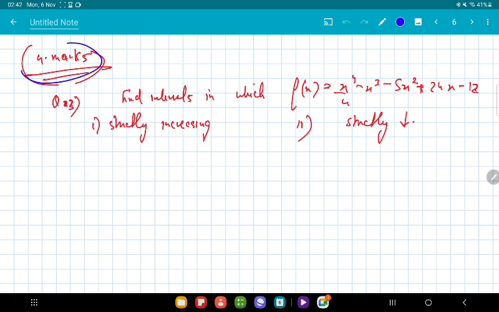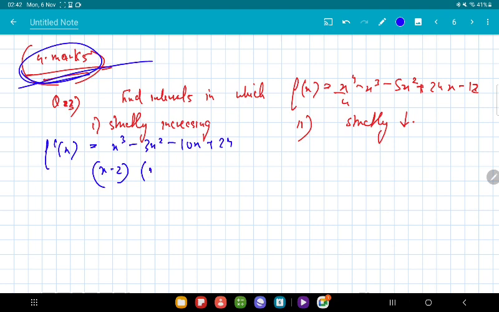Next question of a different category, 4 marks it is. For 4 marks you have to increase the length. The approach will remain the same, the concept will remain the same, but you have to increase the length of your answer. Now f of x is like this. So f dash of x is cube minus 3x square minus 10x plus 24, and 12 is also given. But f dash of x at 12 will be 0. As it is a cubic, you have to check which will be the roots.